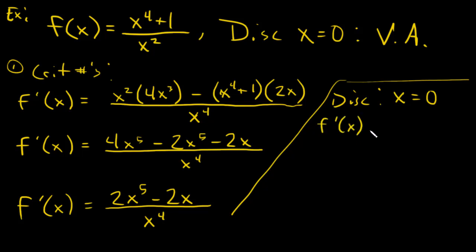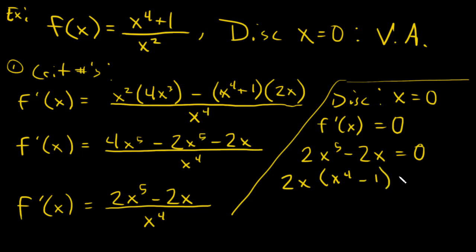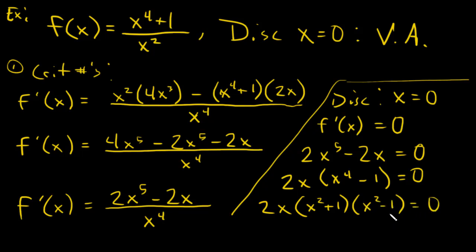So f prime of x equals 0 implies, well, the top is equal to 0, right? So 2x to the fifth minus 2x equals 0. So if I factor out 2x, I'm going to be left with x to the fourth minus 1 equals 0. I can factor that. That becomes 2x times x squared plus 1 times x squared minus 1 equals 0. And now I can factor that: 2x times x squared plus 1 times x plus 1, x minus 1 equals 0.